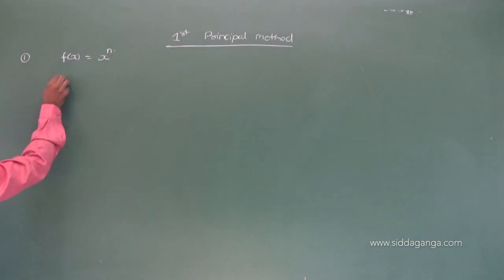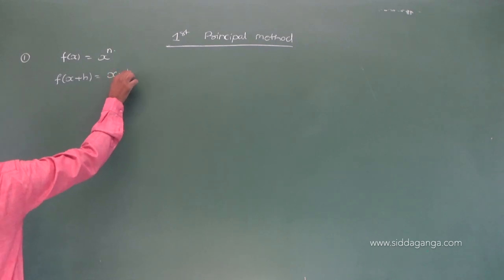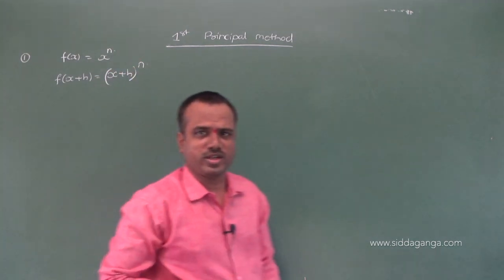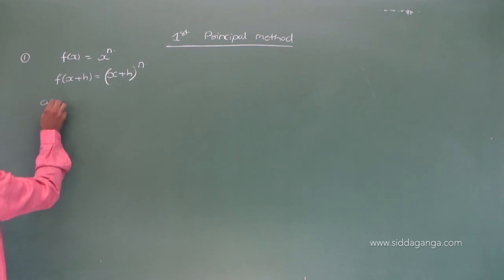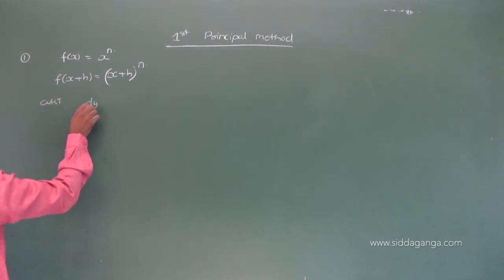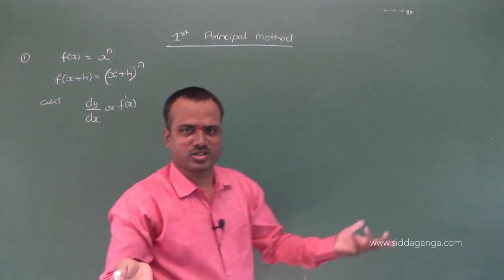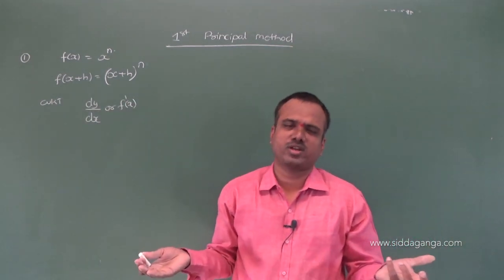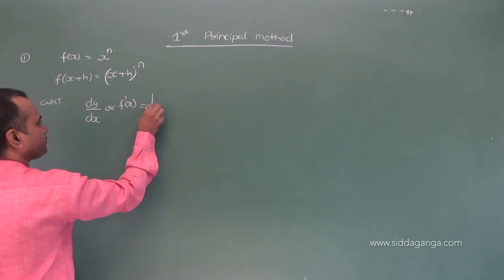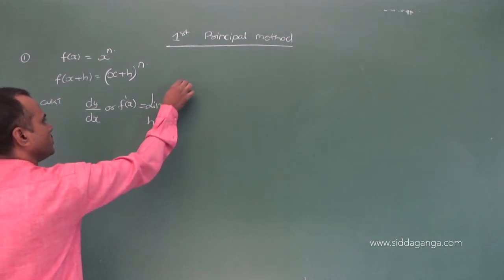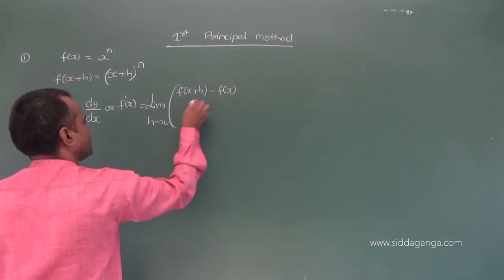Okay, observe here. For that I want x plus h whole to the power n. Correct. Then we know the first principle formula: dy by dx, or f dash of x, both are the same. If I write dy by dx, it is the derivative of y with respect to x. So limit h tends to 0, f of x plus h minus f of x divided by h.